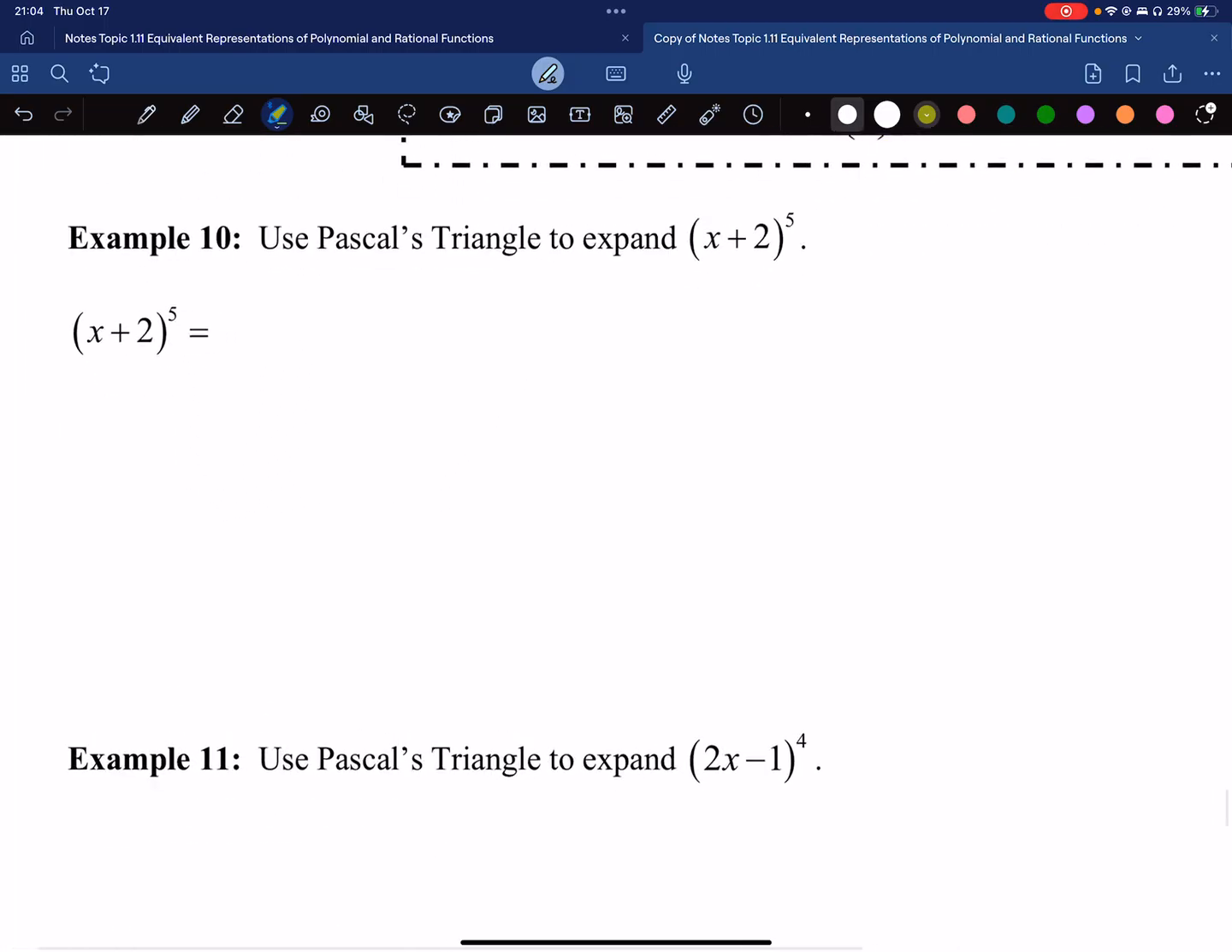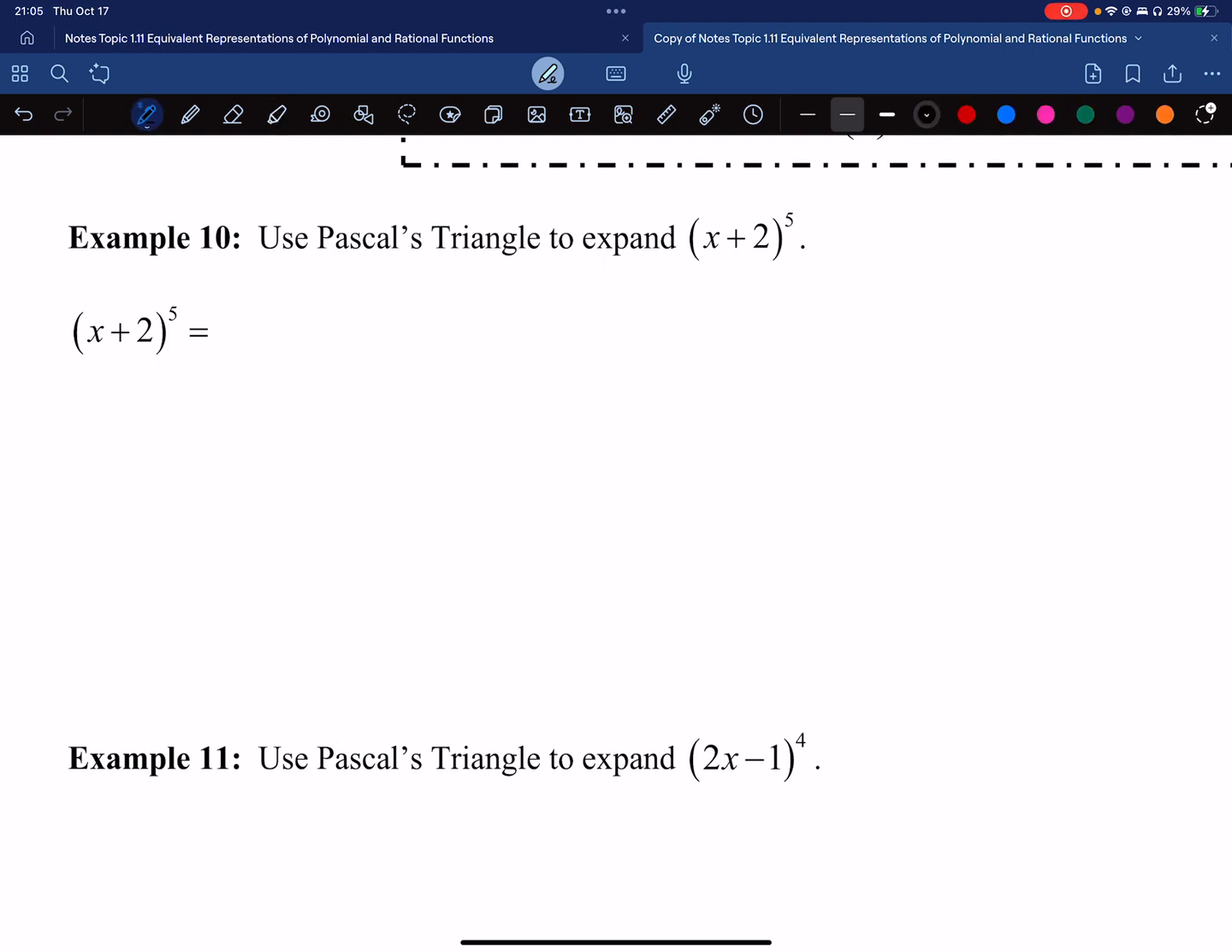So in example 10, we're going to use Pascal's triangle to expand x plus 2 to the 5th power. So we did do this one, not this particular one, but we did x plus 3. So I want you to pause the video and try this one on your own. See how you do, see where you get stuck, see where you have questions.